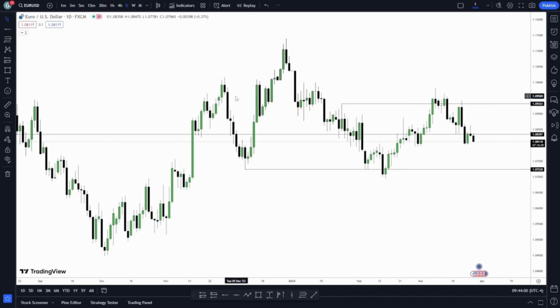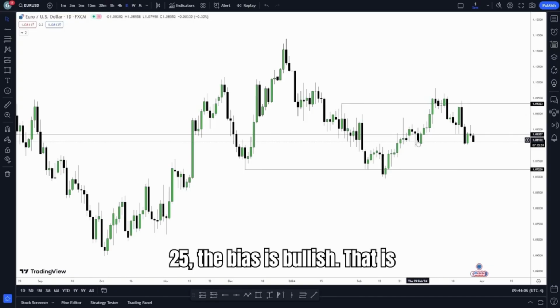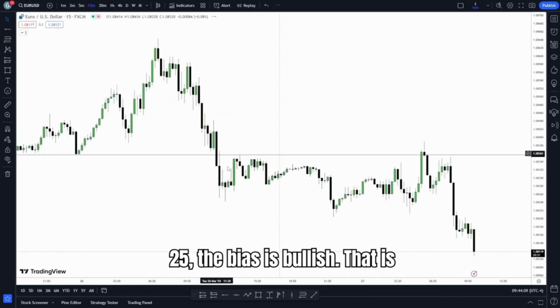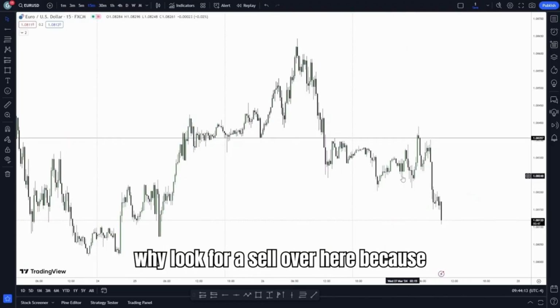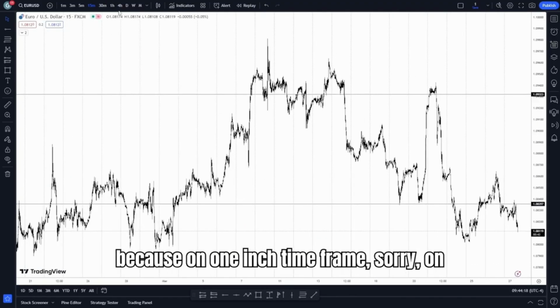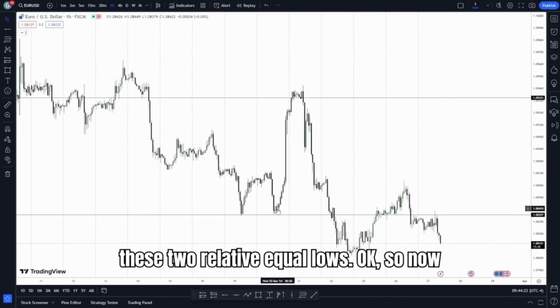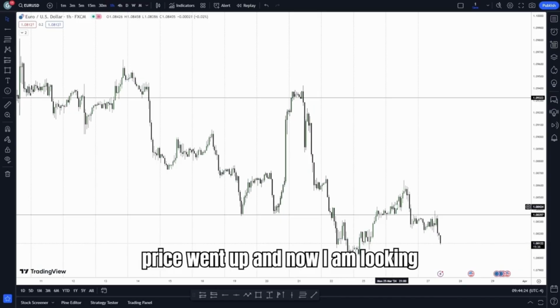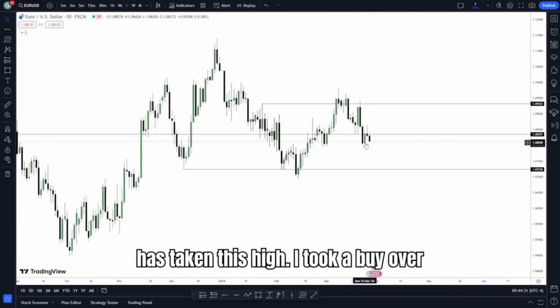And so the bias was bullish. That's why on 25 March the bias is bullish, and that's why I look for a buy over here. And why did I look for a sell over here? Because the bias was bullish, since on the 1h time frame it went below these two relative equal lows. Now price went up and I am looking for sells because price has taken this high. I took a buy over here.